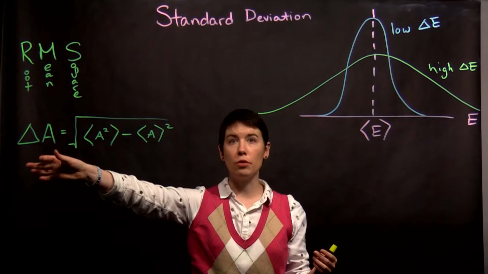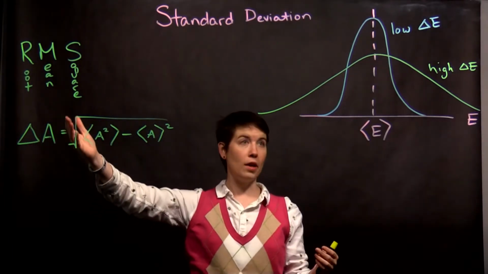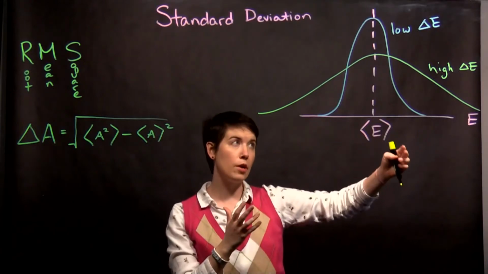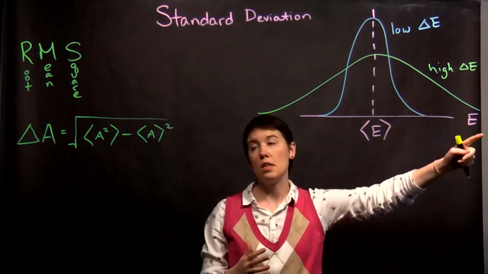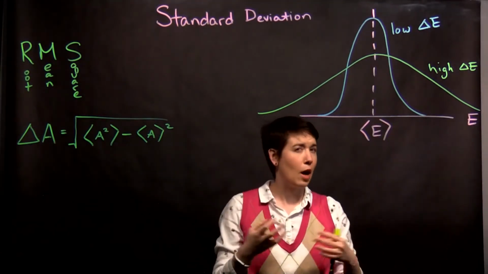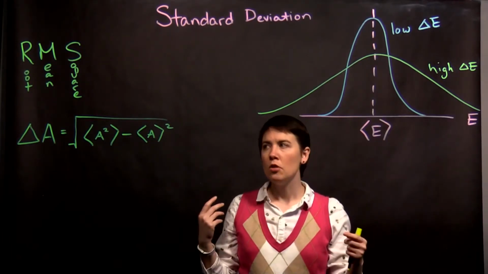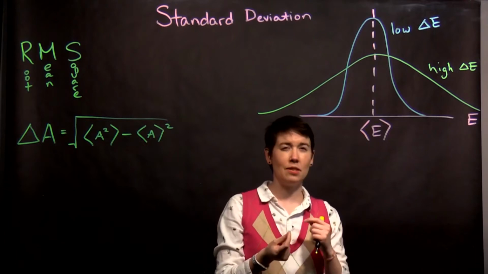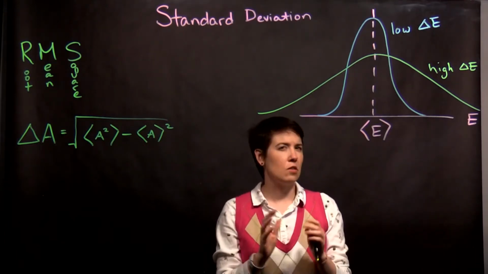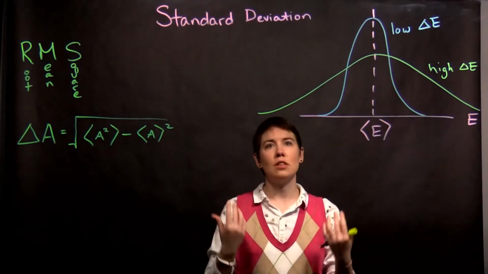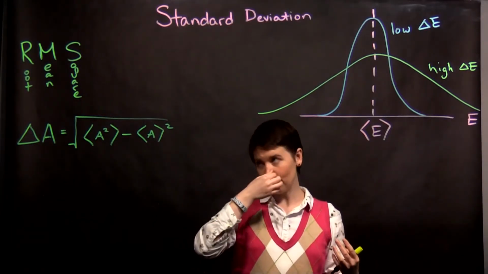The way we're going to denote it is delta whatever. In this case, energy is what we're measuring, energy would be our operator, so we would say delta E. The triangle is the capital Greek letter delta, which is why we say delta E. In intro physics, delta means change of. That isn't quite the meaning here. Now we mean standard deviation, and in this case specifically RMS.